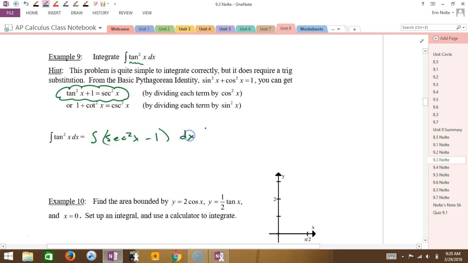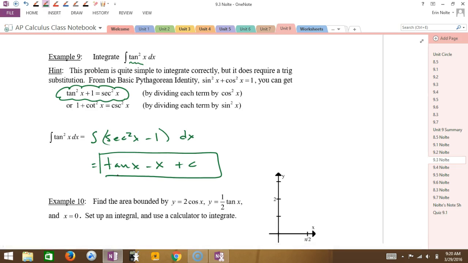And then I can just integrate that. So what is the integral of secant squared? Tangent. Boom. Tangent of x. What's the integral of 1? X. And then plus c. Okay, so that turned really simple just by doing it that way. We could have done the general power rule and done it that way. That was a little easier.